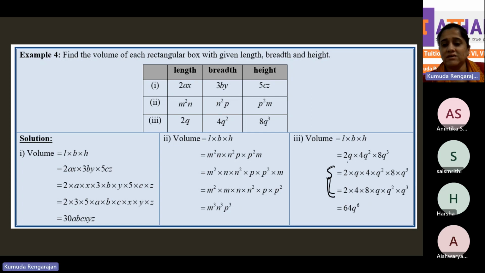So what have I written here? 2q is 2 into q, 4 into q square, 8 into q cube. Then I've gathered 2, 4, 8. I've gathered the numbers and then gathered q square and q cube. And here, how do you multiply this? We need to add the powers. 1 plus 2, 3, 3 plus 3, 6. q to the power 6.